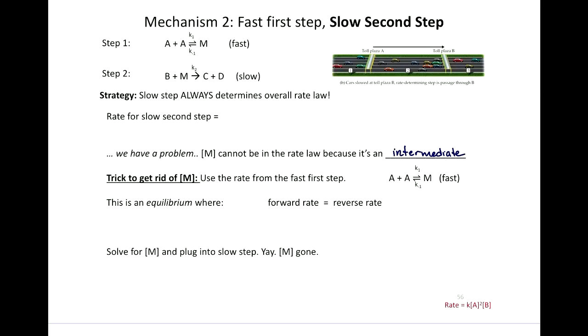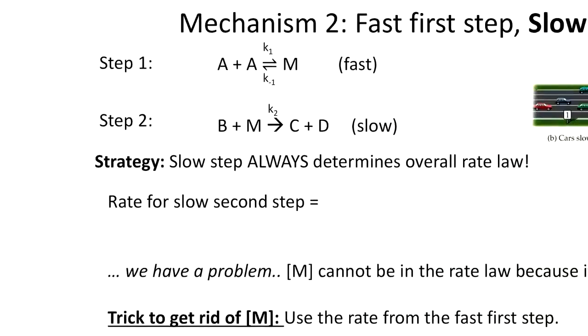So I have a mechanism here. Two A's are combining to make M. A B and an M are combining to make products, where the second step is the slow step.